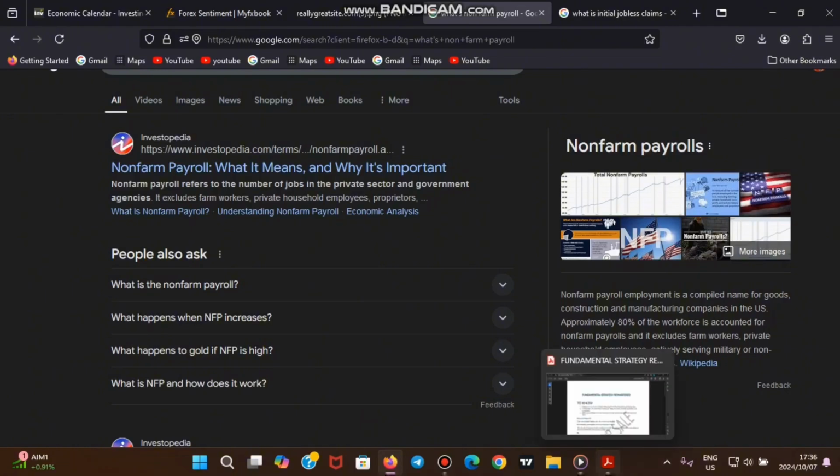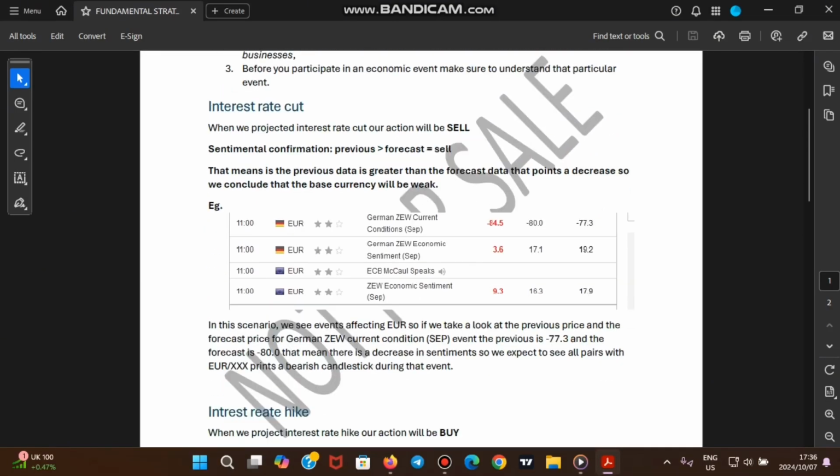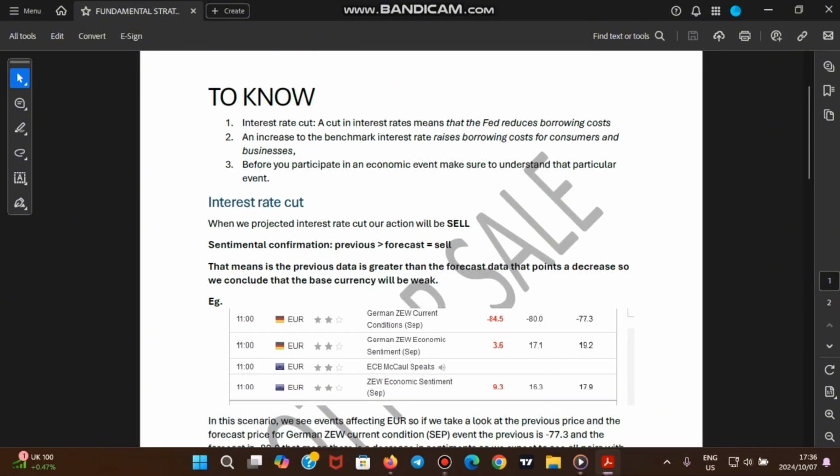I just want to go through this document. The information that I've said is not in this document because it's not information that you can just share with anyone. So, what is an interest rate cut? A cut in interest rates means that the FED reduces borrowing cost. What does that mean to you as a retail trader? You have to know. And second, an increase to the benchmark interest rate raises borrowing cost for consumers and businesses. These are the things that you need to know.